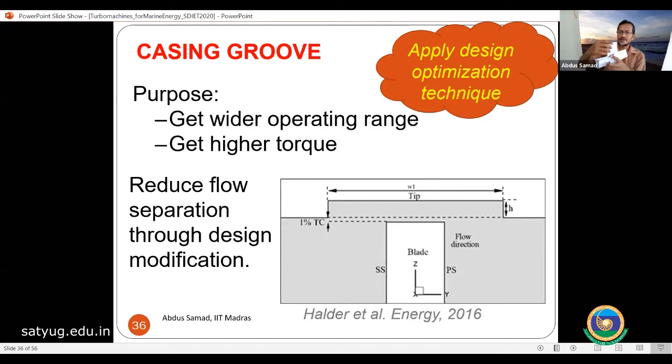So for the casing, if you create a groove, then the turbine leakage flow will be changed. Whenever you read any turbine paper, the tip leakage will be mentioned. Tip leakage means when the turbine is rotating, some fluid will leak from the high pressure to the low pressure area. When fluid is leaking, this fluid will create another vortex here. So the main vortex plus this vortex will create further flow separation. That is not desirable for a turbine.